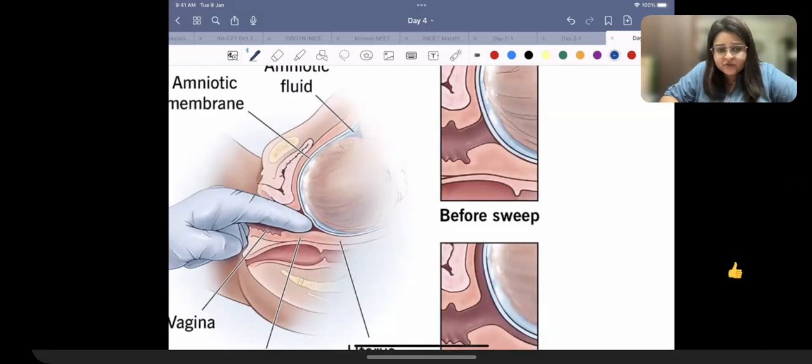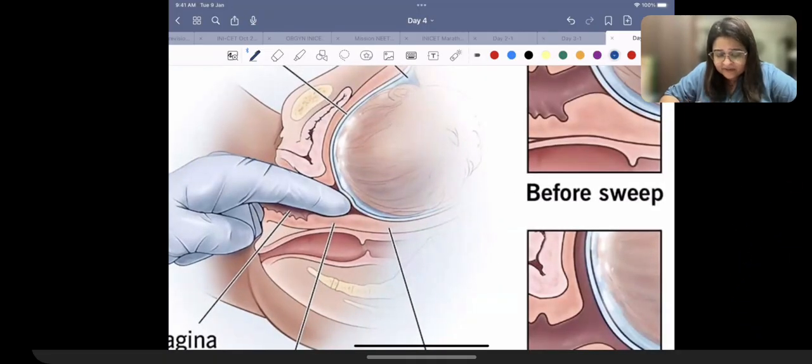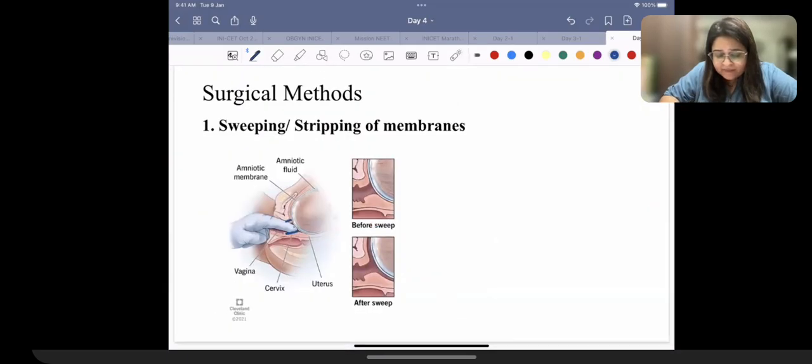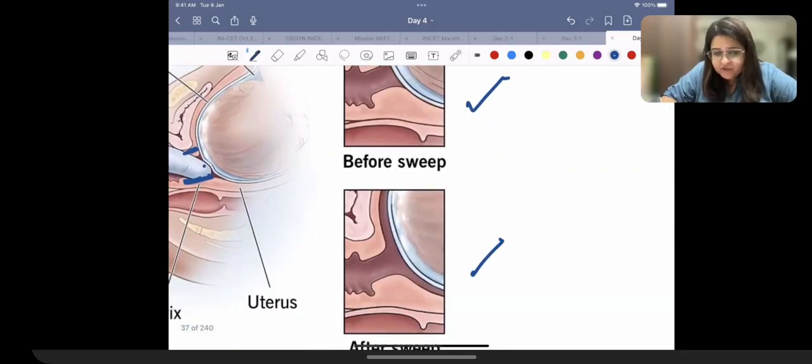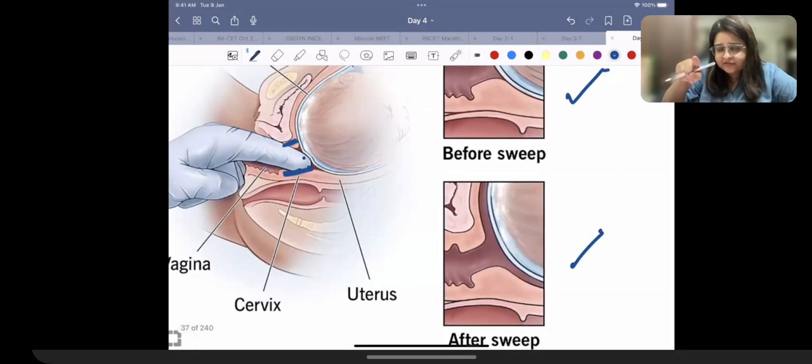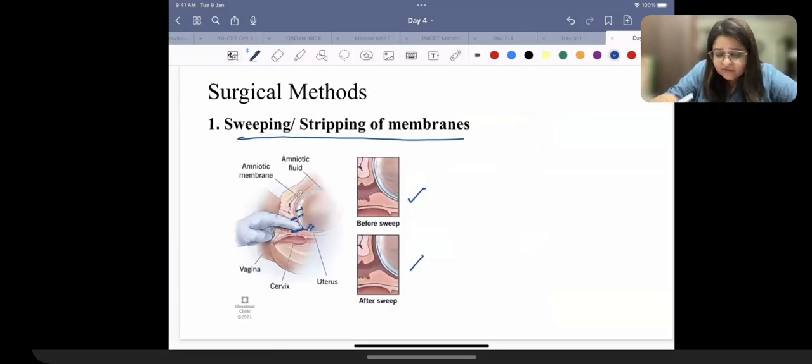So, surgical methods, one method is, look what's being done here. The finger is put and the cervix is open enough to allow one finger to enter. So, this is called a sweeping or a stripping of membranes. This is before sweep, this is after sweep. What has happened? You just put the finger in the cervix and separate the amniotic membrane from the underlying decidua, as much as your finger allows. Okay? This is called a sweeping or stripping of membranes.